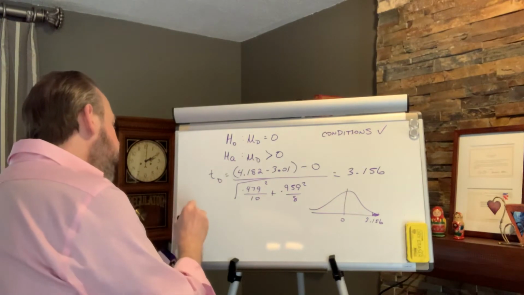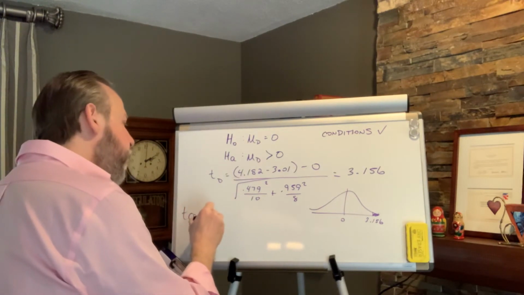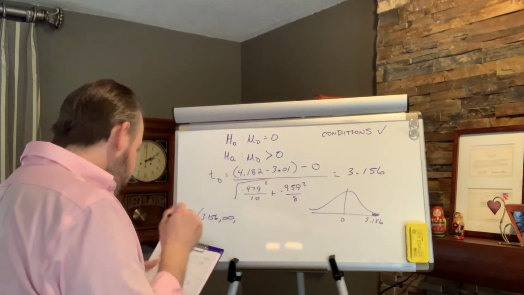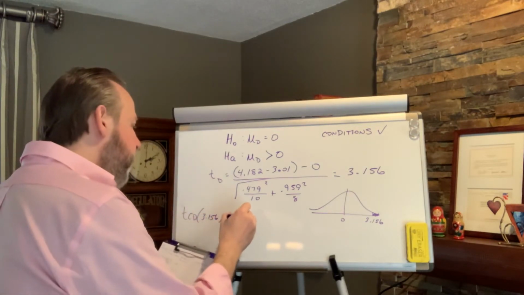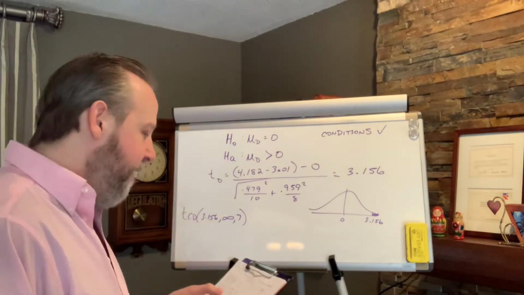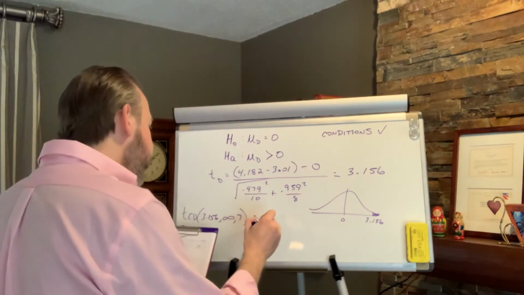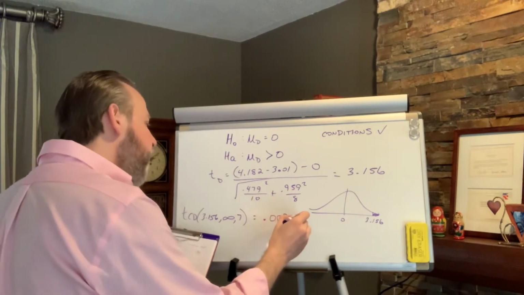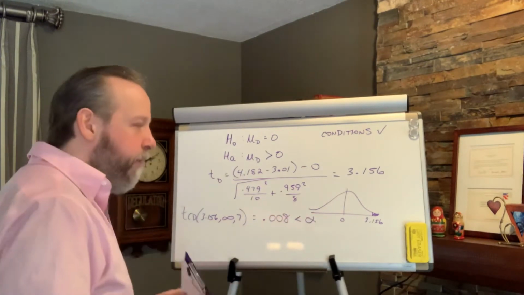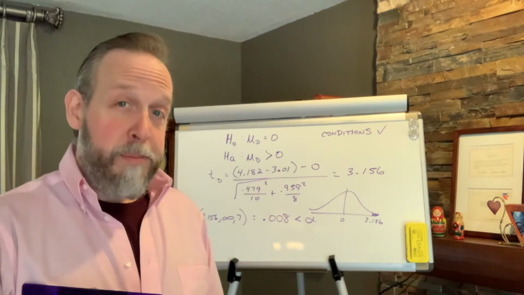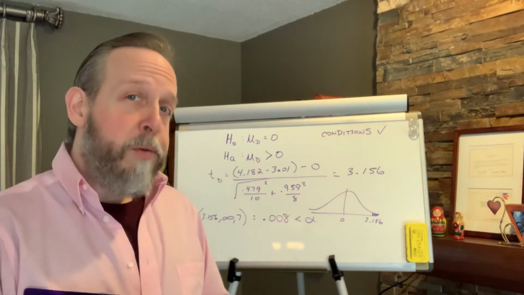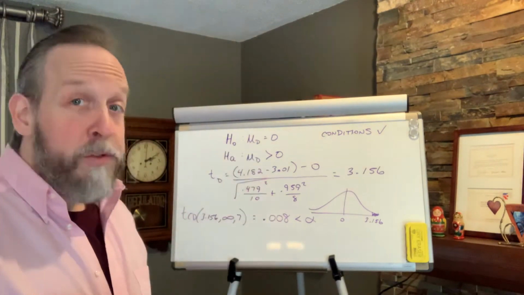tcdf for this would have given us 3.156 to an infinite bound with 7 degrees of freedom because the smaller sample size was 8. And that will give us a p-value of 0.008, obviously lower than the alpha. What do you do when the p-value is lower than alpha? Well, you reject the null.